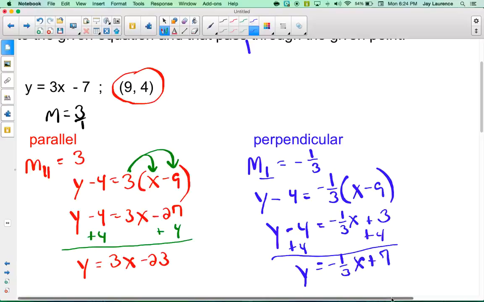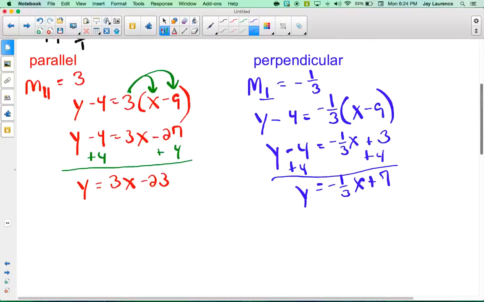Okay, so now we have an equation parallel and an equation perpendicular, and they both pass through the point 9, 4. If you really wanted to, you could go to like desmos.com and graph those. Now, see, that's not really an optional thing. If you don't understand this, why aren't you on Desmos typing in those 2 equations? Don't wait for me to do it for you.